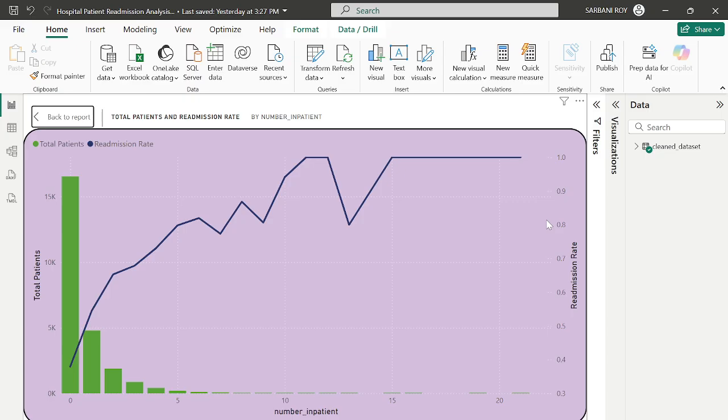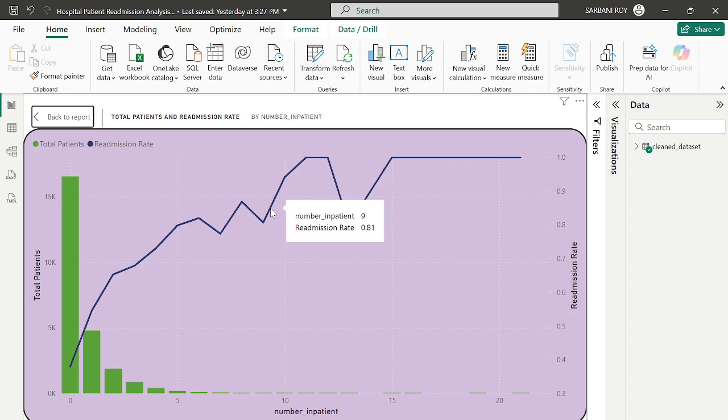Now coming to the next chart, this chart analyzes how the number of previous inpatient visits influences readmission. The total number of patients is shown by the green bars, as you can see, and the readmission rate is shown by the dark blue line, as here you can see.